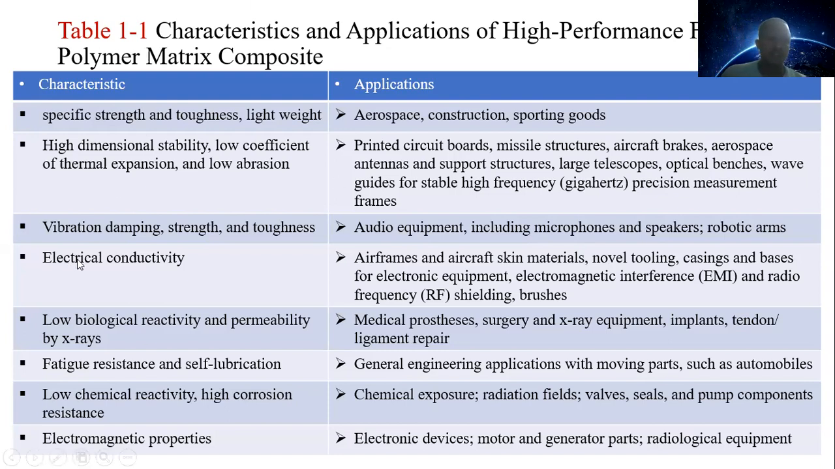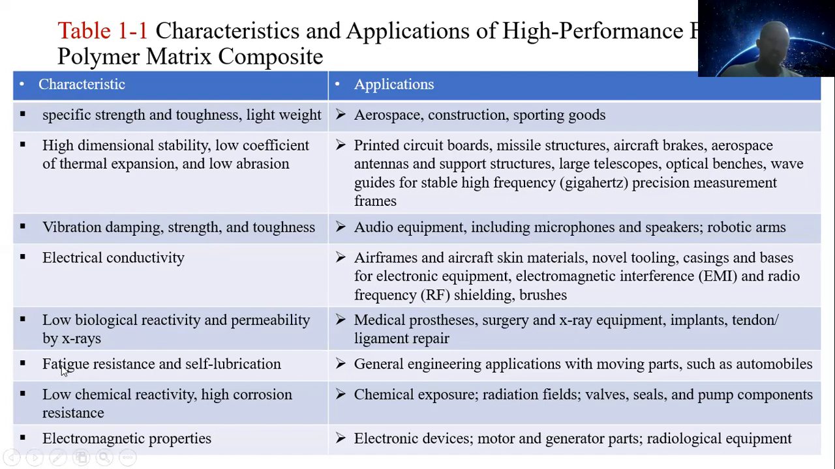The fourth characteristic is electrical conductivity. So this material is used in the airframe and aircraft skin material, novel tooling, casings and bases for electronic equipment, electromagnetic interference (EMI) and radio frequency shielding and brush. This is due to the electrical conductivity behavior.